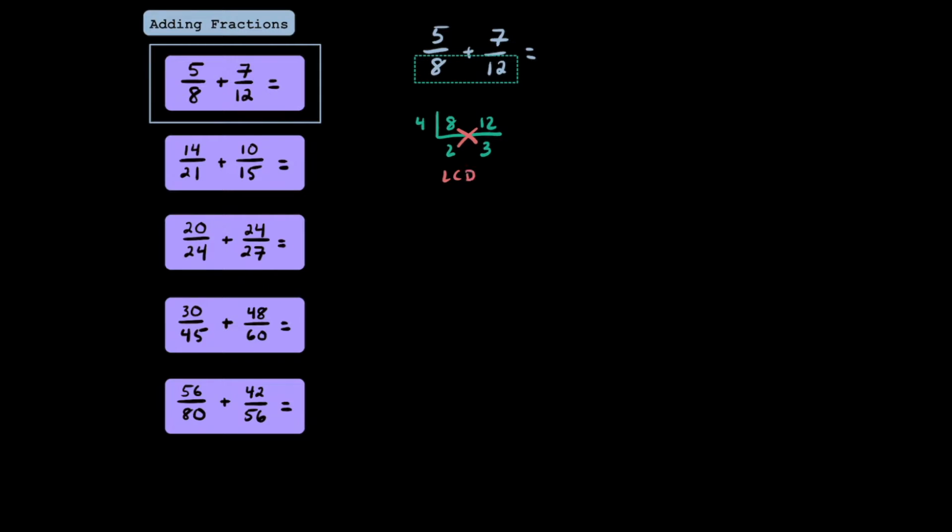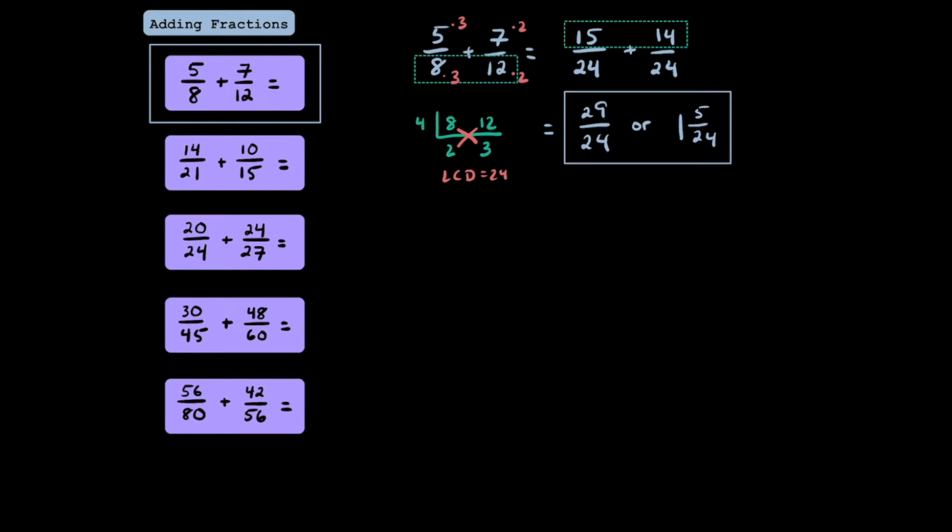I'm going to write that down right here. LCD is 24. To get there, 8 is going to multiply by 3, and 5 is going to multiply by 3. 12 is going to multiply by 2, so 7 has to multiply by 2. Our rewritten fraction is going to be 15 over 24 plus 14 over 24. Now that these denominators match, we can add the numerators to get our sum. Since 15 plus 14 is 29, we're going to have 29/24. As a mixed number, this would be 1 and 5/24. Either one of these represents the sum.